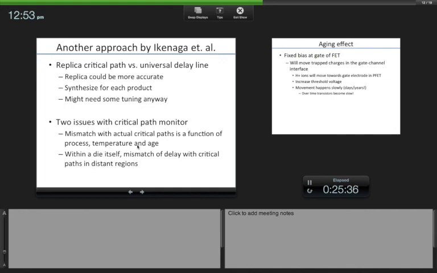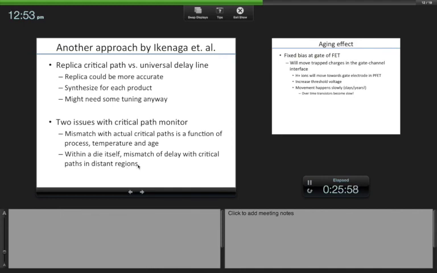Now, the two issues are when you tune it, you have to give a margin, right? The delay monitor which you have put, there has to be some margin with respect to the actual critical path. That margin, how does that margin vary? I mean, what is the variation of that with respect to the actual critical paths across process, temperature, and aging?